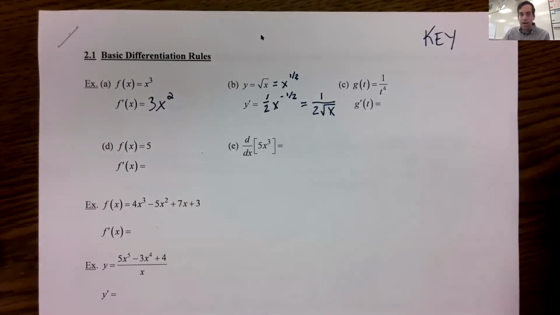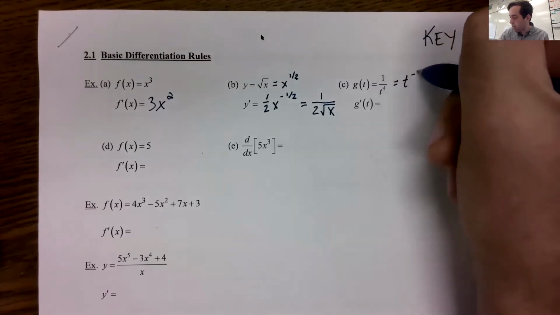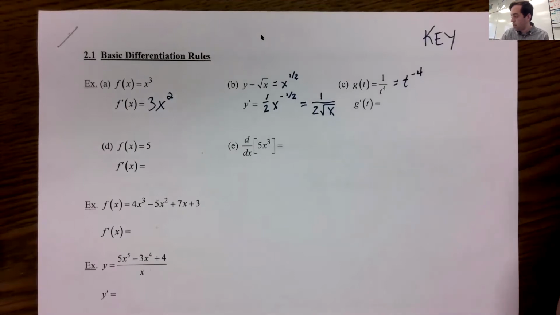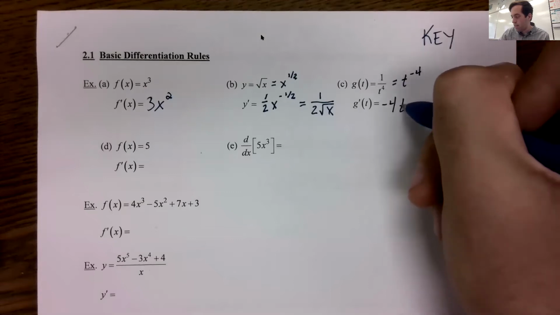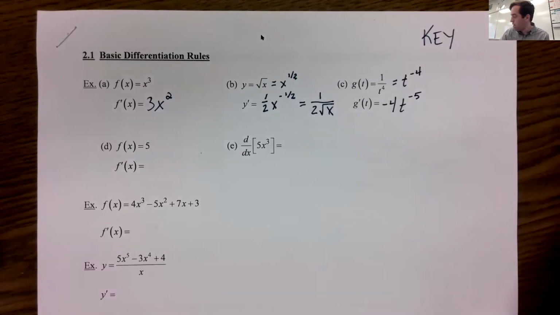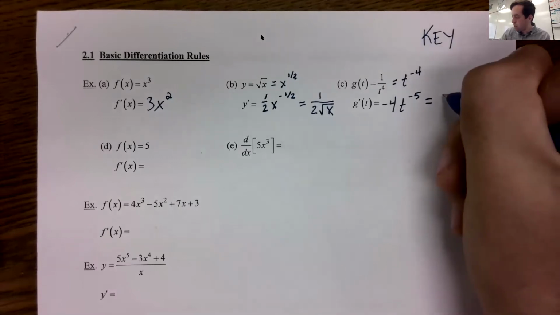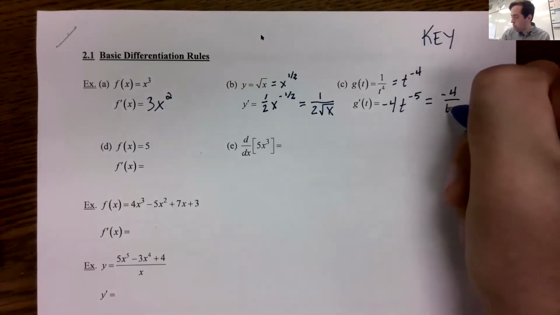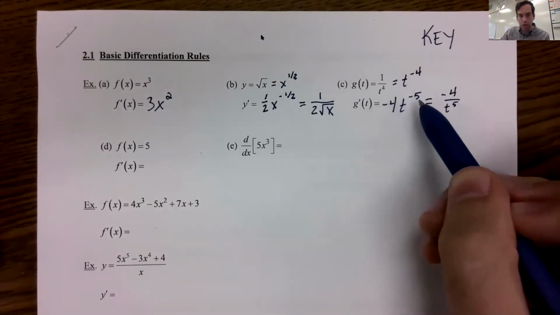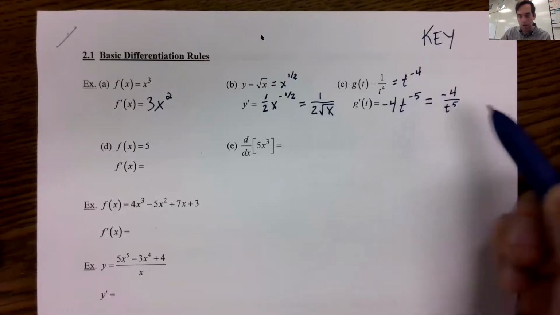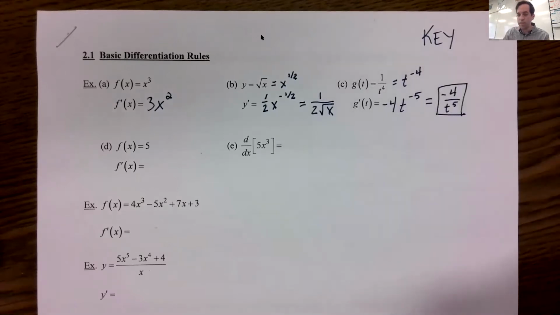All right, if we look at letter C, 1/t to the 4th can also be written as t to the negative 4th. So when that's kept in mind, just like before, we can bring the negative 4 in front. We subtract 1 from the exponent, it becomes negative 5. If we wanted to write this with no negative exponents, it could be negative 4 over t to the positive 5th. The 4 stays on top, it doesn't have a negative exponent. The t does have a negative exponent, so it moves to the bottom, and the exponent becomes positive. All right, so that's the answer to that one.